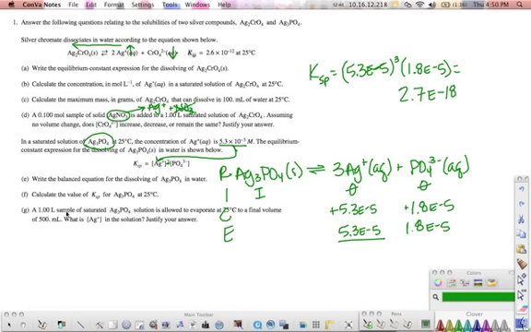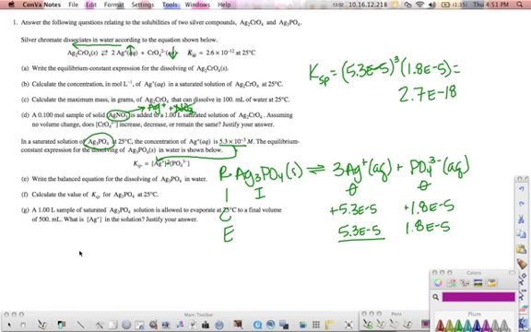And then on G, a 1 liter sample of saturated silver phosphate solution is allowed to evaporate to a final volume of 500 milliliters. What is the silver ion concentration in the remaining solution? And justify your answer. Okay, this is very similar to, I believe it was D on the 2006 question.